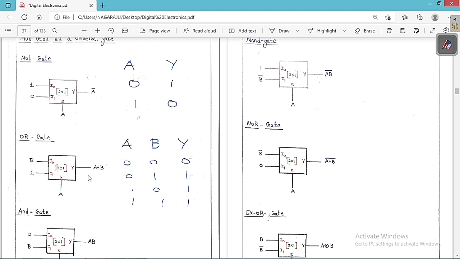Now if you do the expression, it is A bar into B plus A into 1. If you solve this one, we are going to get A plus B. So Y is equal to A plus B is the expression that we are going to get. So this is the OR gate that we are going to implement with this mux.